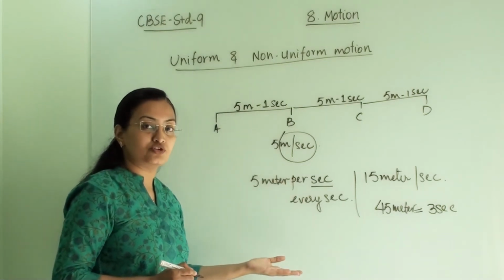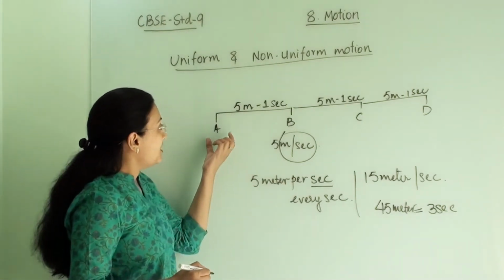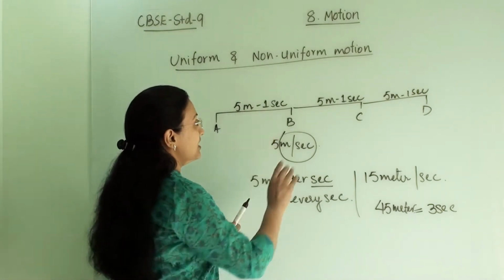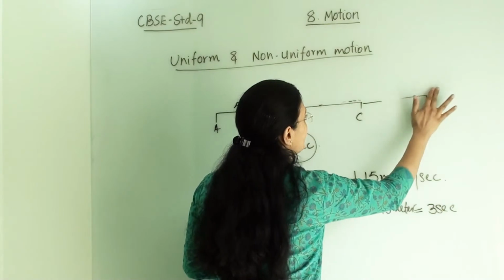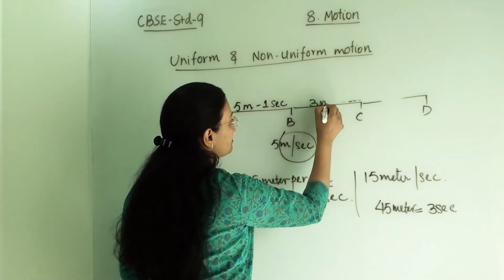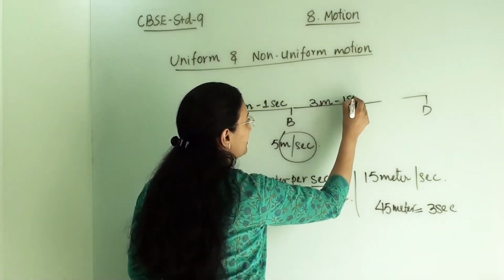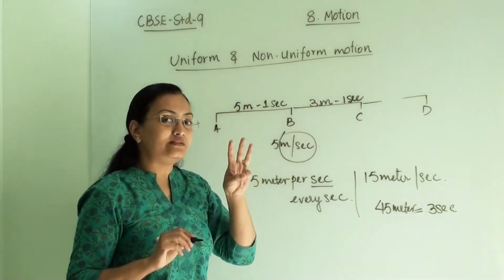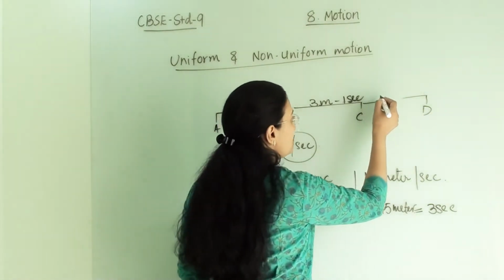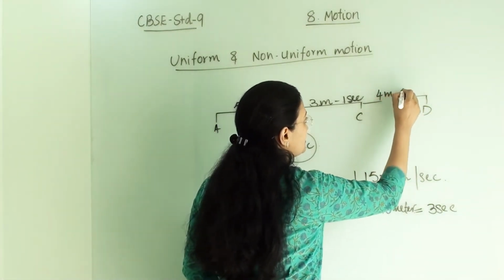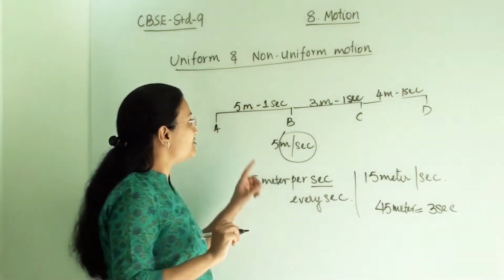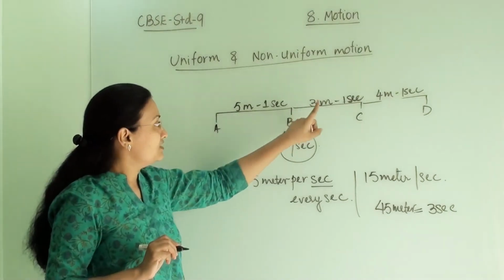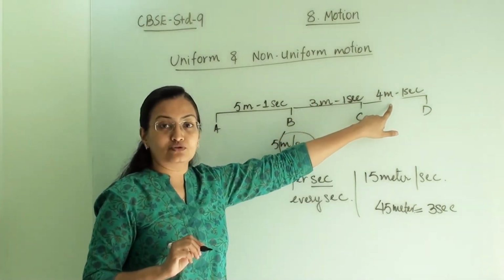This is uniform motion. Now, in the other case, the car travels 5 meter in 1 second, and in the second lap it covers only 3 meter in 1 second. Now again, it is covering 4 meter in 1 second. So there is no uniformity. Earlier in 1 second it covered 5 meter, then 3 meter and then 4 meter. So there is no uniformity.